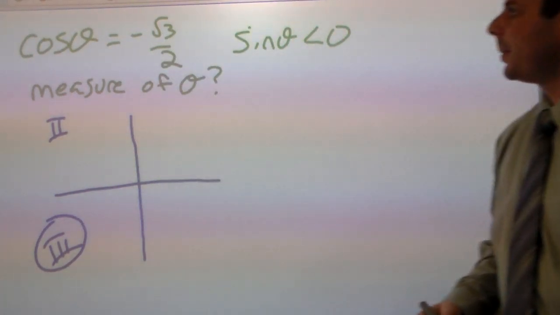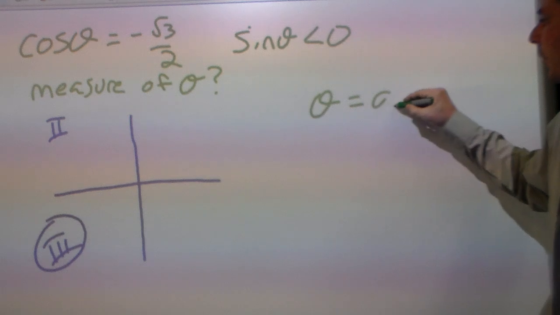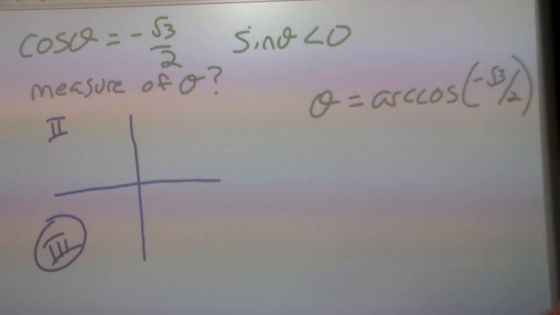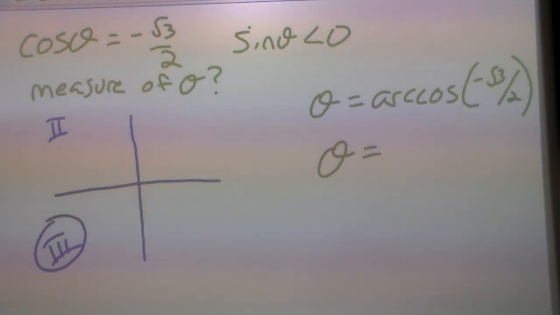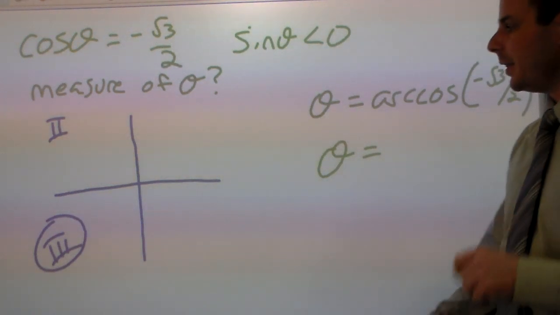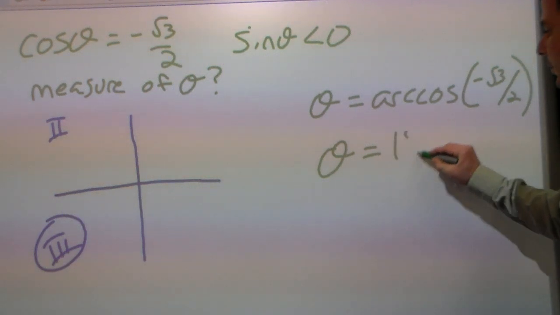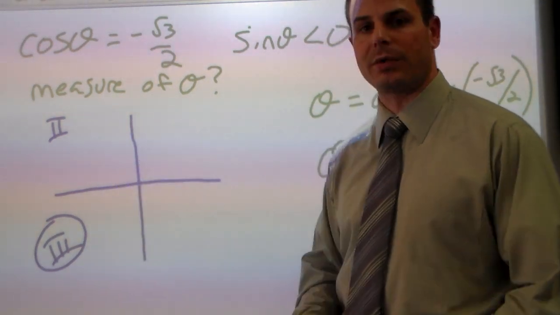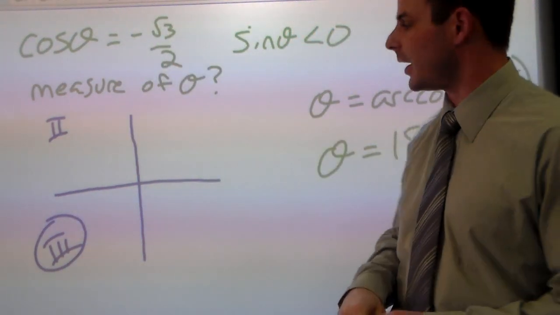So let's find a reference angle by taking the inverse cosine of negative radical 3 over 2. Theta equals the arc cosine of negative radical 3 over 2. If you use your calculator here and take the arc cosine of negative radical 3 over 2, that's going to give you a second quadrant angle. You should get 150 degrees. Well, that doesn't make much sense because that's a second quadrant angle. What the calculator is doing is giving you the first angle which satisfies negative radical 3 over 2.